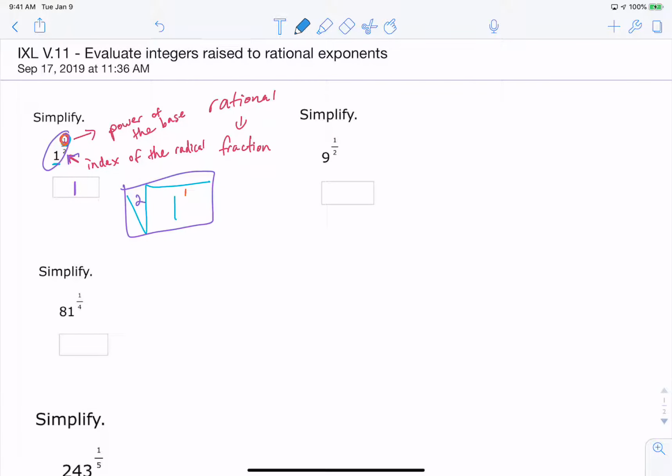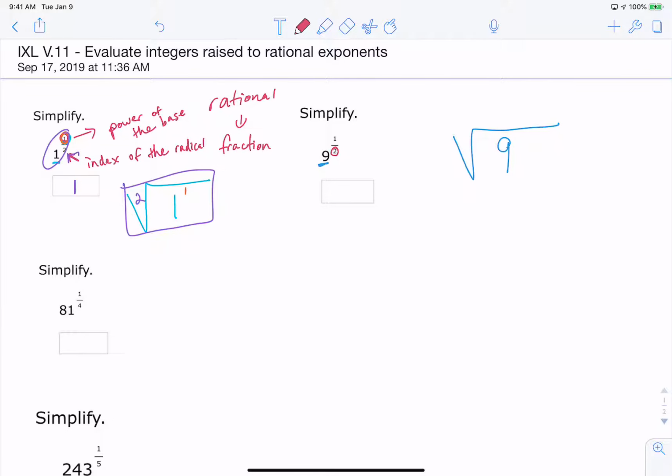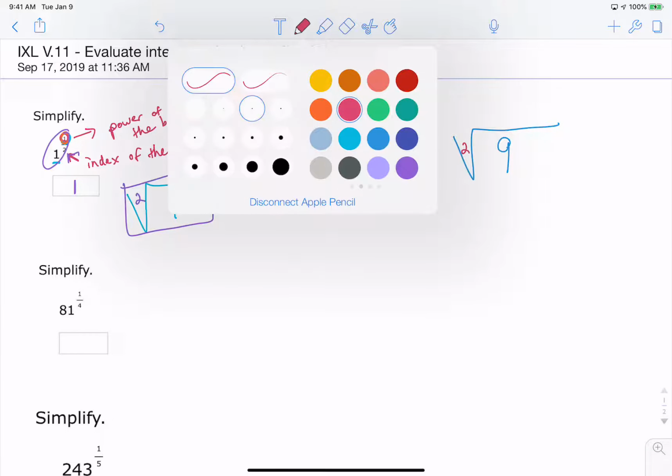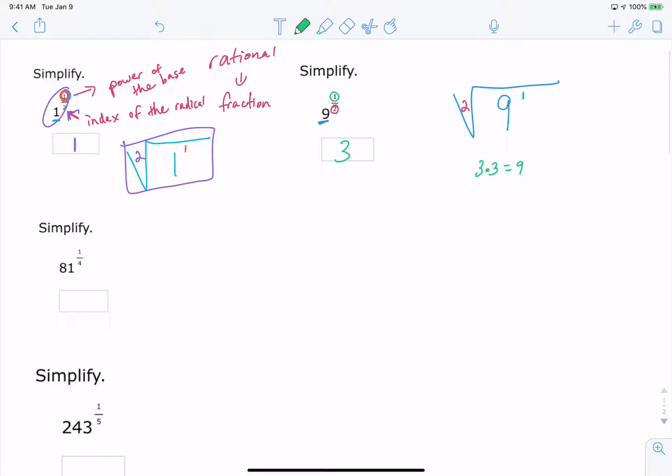Next one, 9 to the 1/2, still going to make your radical. Your base is going to go underneath. All right, whatever your denominator is going to be your index. Whatever your numerator is going to be your power. So 9 to the first is just 9, and then we're taking the square root of 9. Well, the square root of 9 is 3 because 3 times 3 equals 9. So 9 to the 1/2 power, same as the square root of 9, answer would be 3.